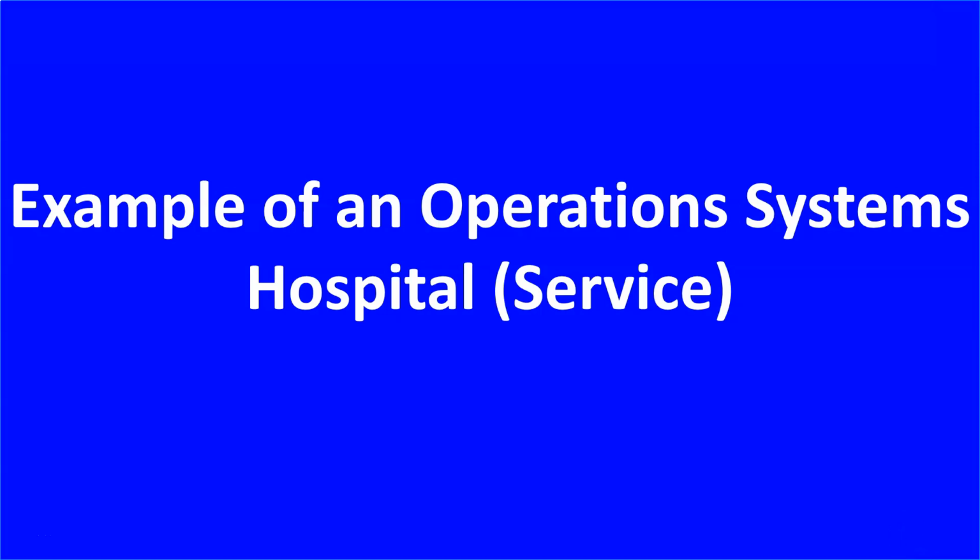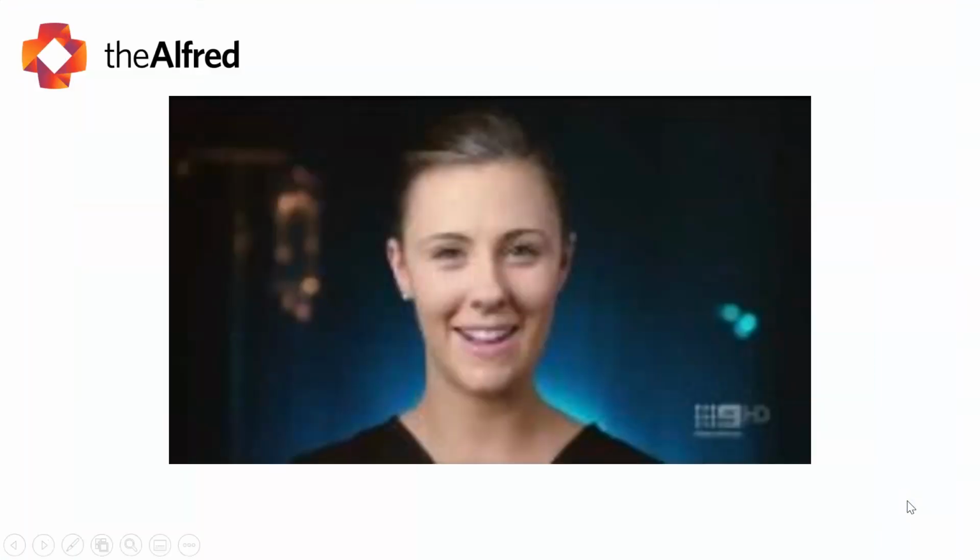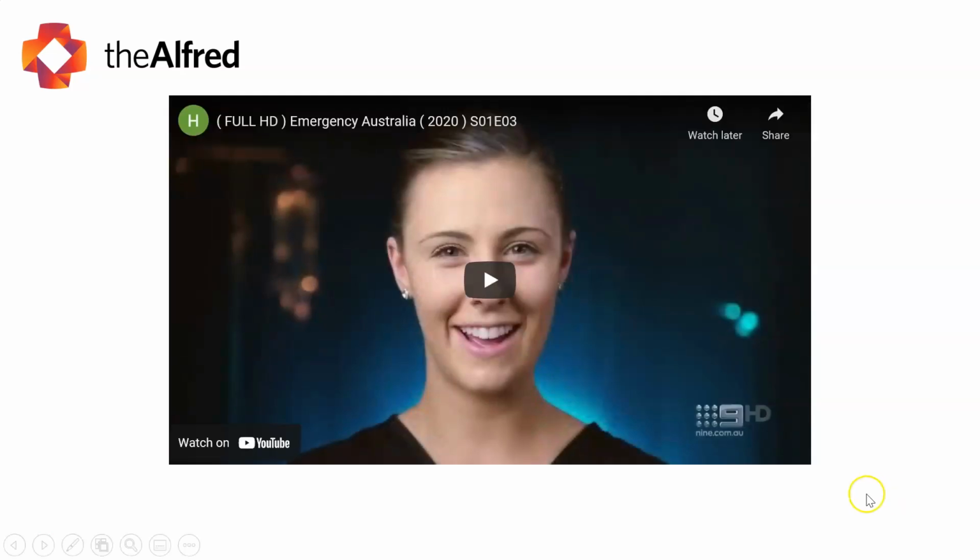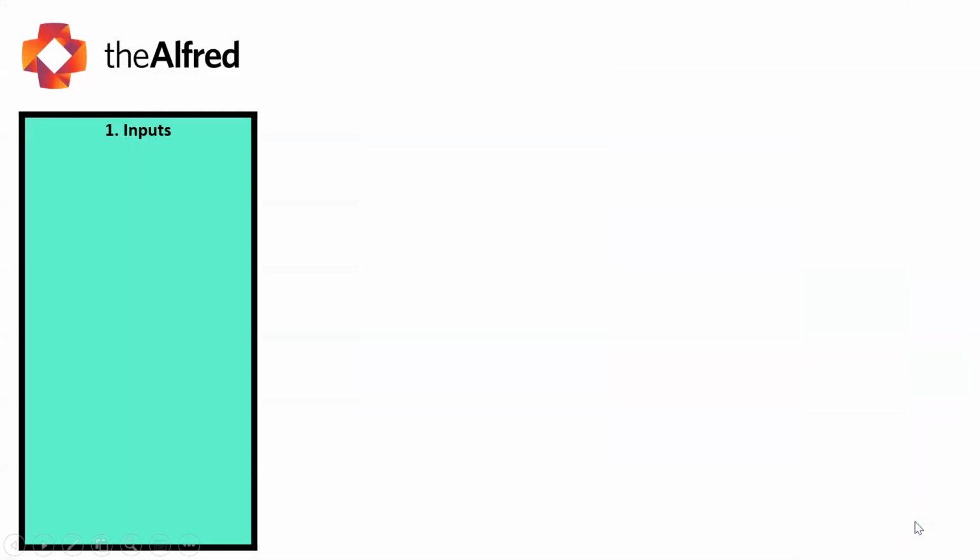Let's look at an example of an operation system for a service, and we're going to use a hospital. In this case, we're going to watch the TV show Hospital Emergency, which is set in the Alfred Hospital in Melbourne, but it could be any hospital. And basically, the inputs are going to be some that are similar to a good, but many that are very, very different.